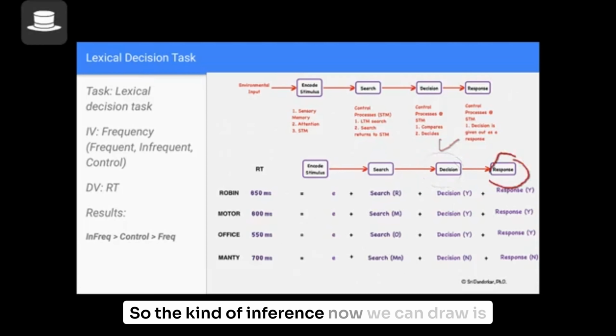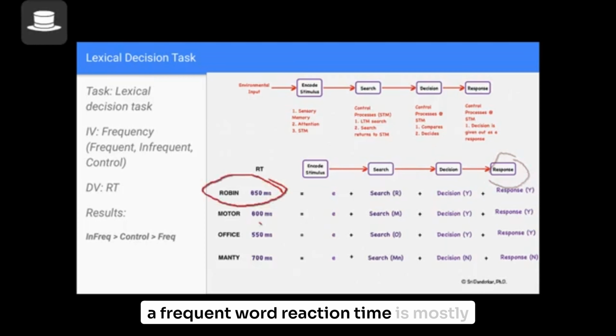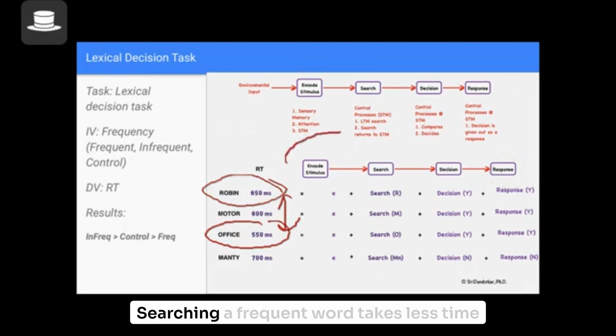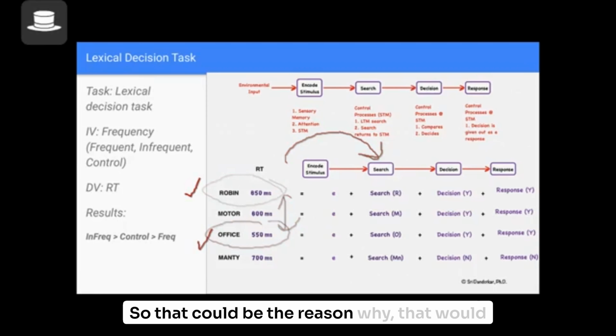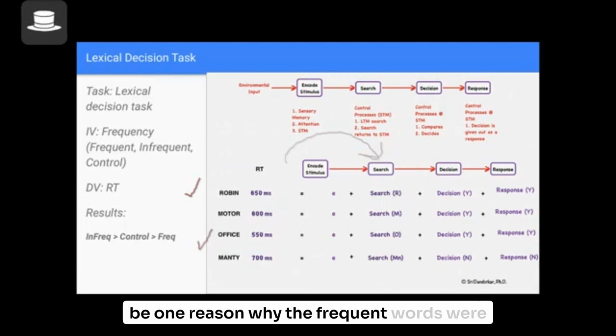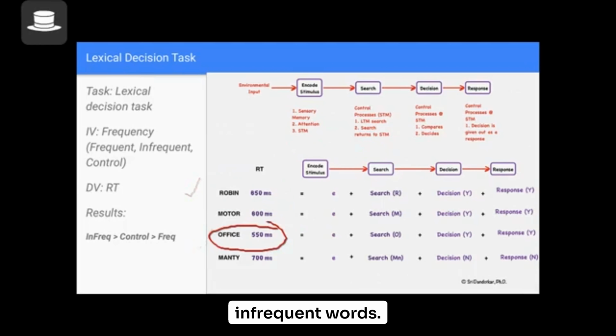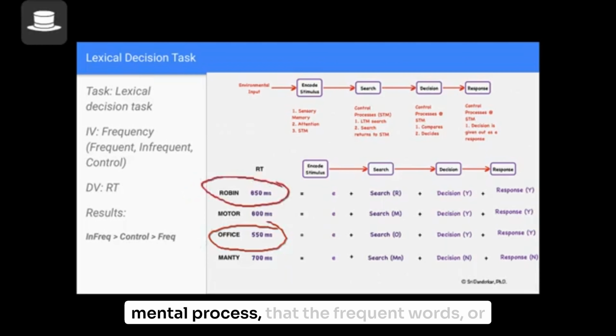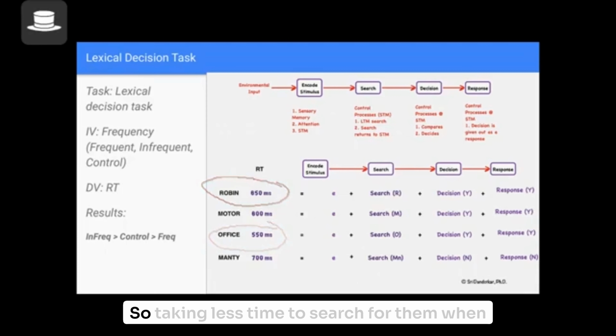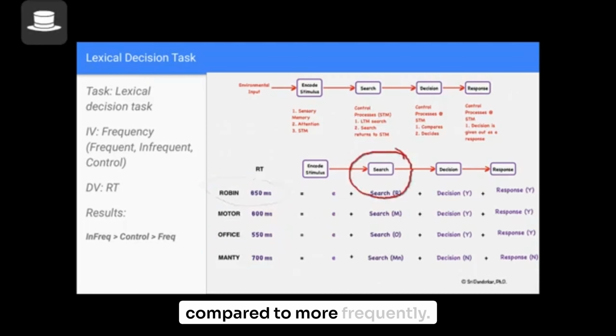So the inference we can draw is that the most likely source of the difference you see between an infrequent word and a frequent word in reaction time is the search process. Searching for a frequent word takes less time when compared to searching for an infrequent word. That would be one reason why the frequent words were responded to faster when compared to the infrequent words. So this is how you make inferences about the mental process: that frequent words are more easily accessible, so it takes less time to search for them.